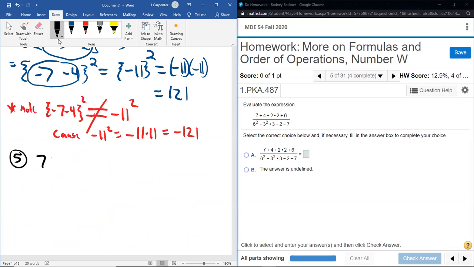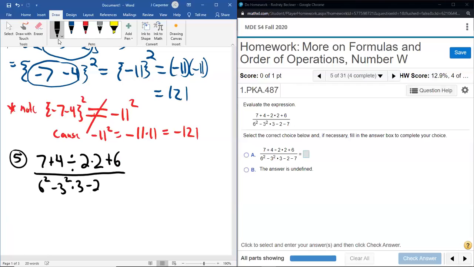We got 7 plus 4, that's a division symbol. I know it might be a little small. Then 2 times 2 plus 6 all over, which counts as a division. And remember, we simplify the tops and bottoms before we cross that division bar. 6 squared minus 3 squared, then times a 3, minus 2 minus 7. Let's make sure we got all that right.